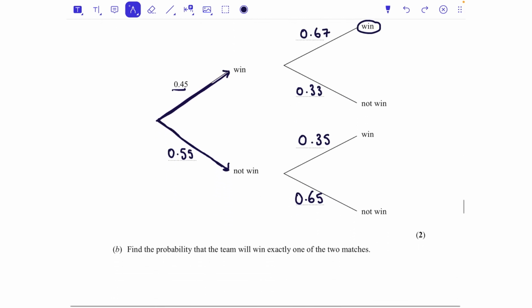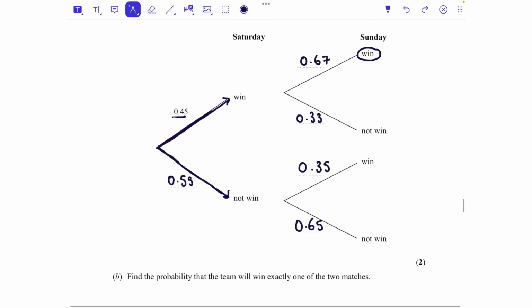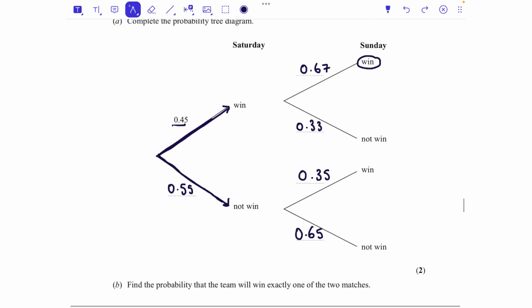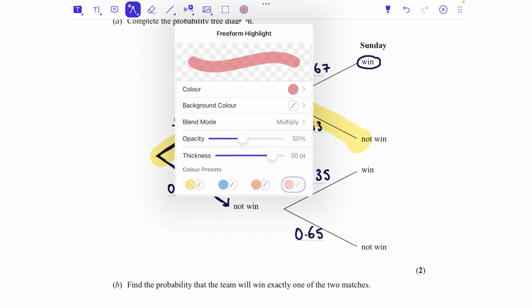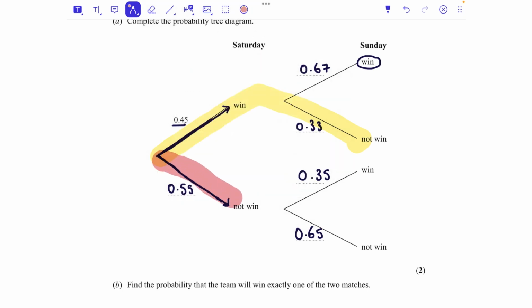Okay, we're then asked to find the probability that the team will win exactly one of the two matches. So we are interested in them winning one match, so for example taking this path, but not the other one. Or we're interested in them taking this path, not winning the first match, and then winning the other match. We don't want any of the other pathways because we don't want them to win twice and we don't want them to lose twice. We just want them to win exactly one match.